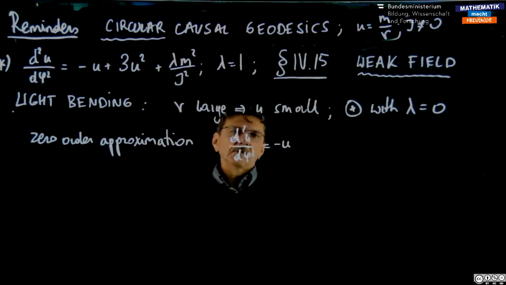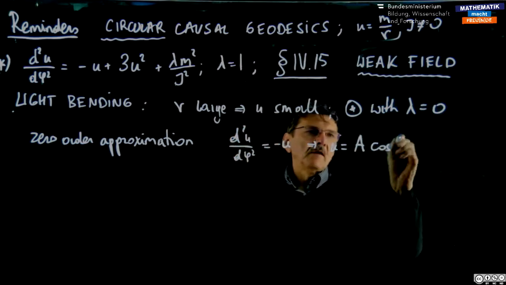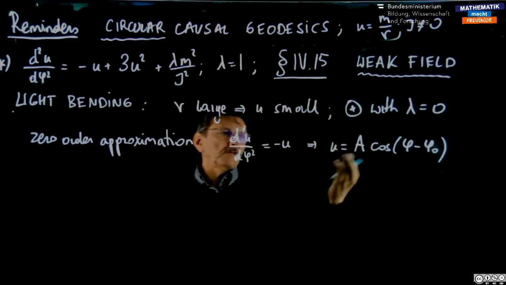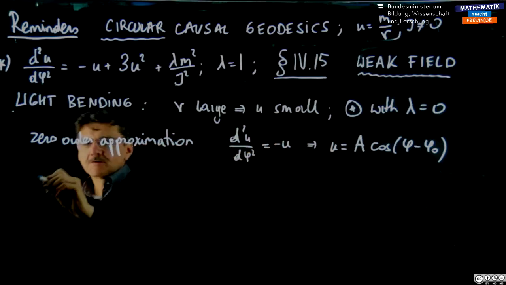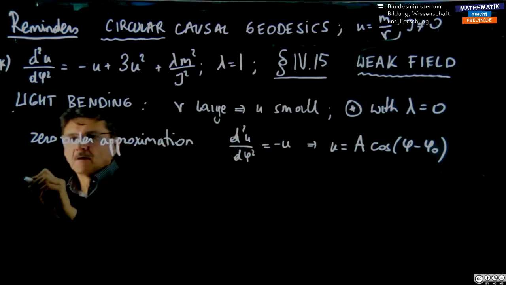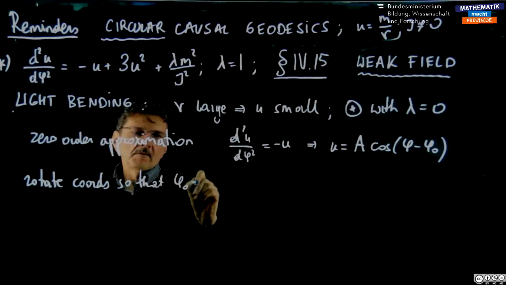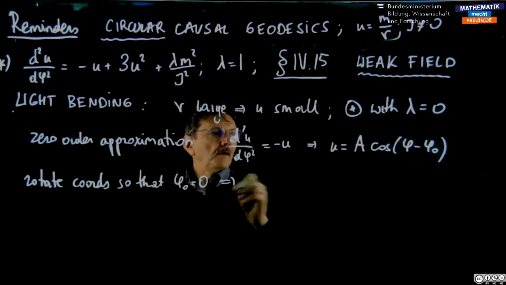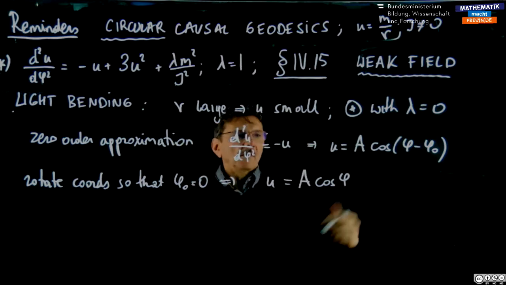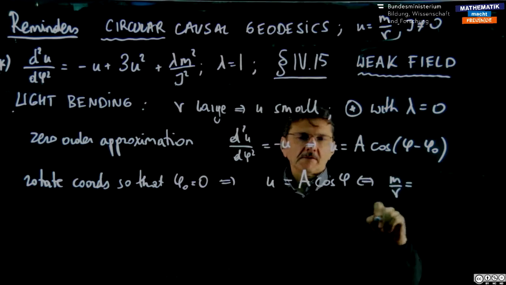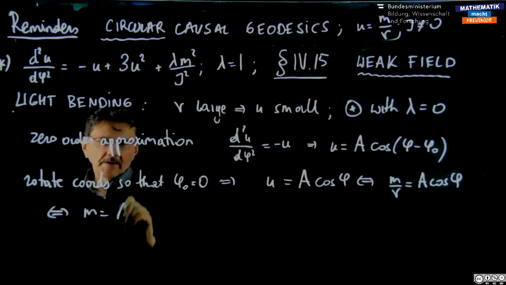And you think, well, this one I can solve, because this means that u is a linear combination of cos and sine, which I'm going to write like that. We have two free constants, one is A and one is phi naught here. And then we choose phi naught, or just rotate our coordinate system, so that phi naught is zero. Then u is A cos phi, which is the same as M over R is A cos phi, which is the same as M is equal A R cos phi.